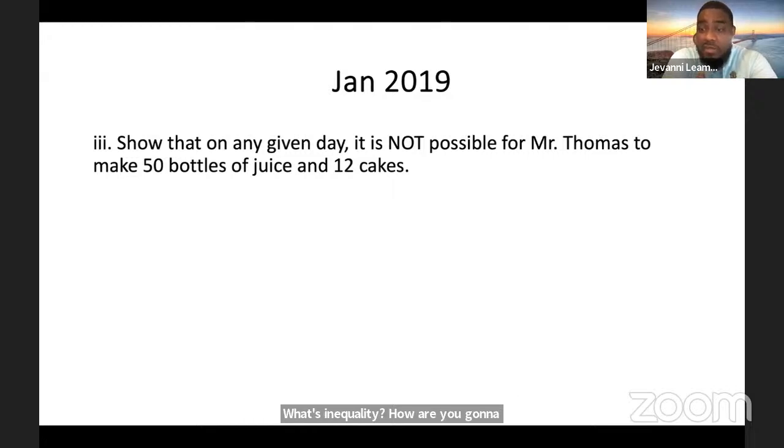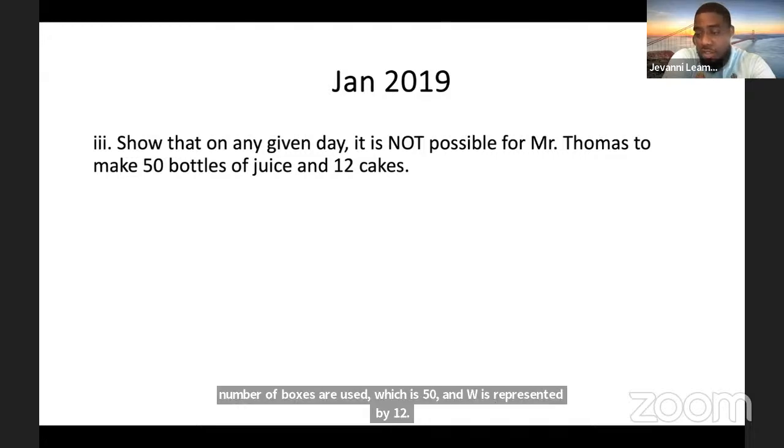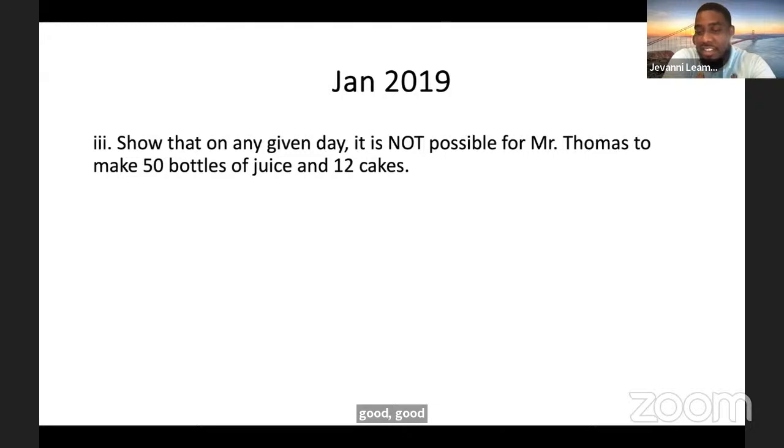What have we done so far? On a given day, they want you to show that you can't make 50 bottles of juice and 12 cakes. So as Kino would have said, your X value is 50. X represents the number of bottles of juice, which is 50, and Y is represented by 12. Everybody's doing the calculations, so I'll give at least 15 more seconds.